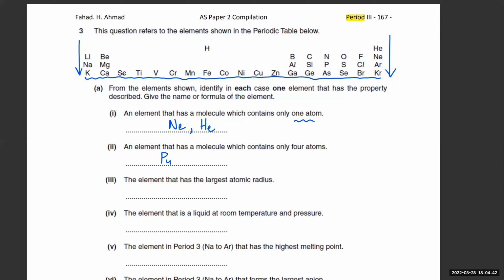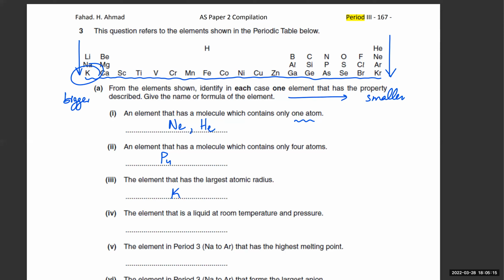So second question is, which one is there? The left one or the right one? What happens to the atomic radius across the period? Does it become bigger or smaller? Smaller. Okay, so across the period, this side has smaller atoms and this side has bigger atoms. So by this logic, K is going to have the largest atomic radius.